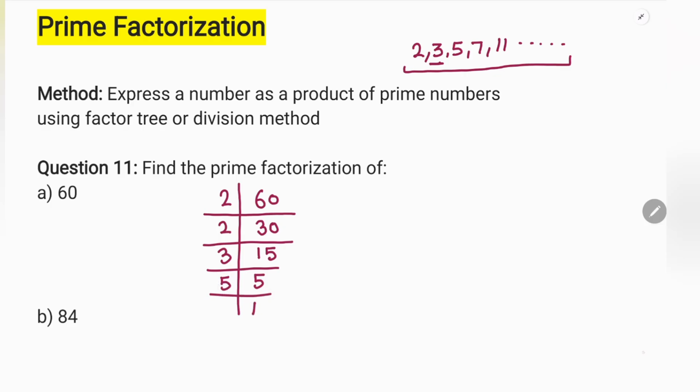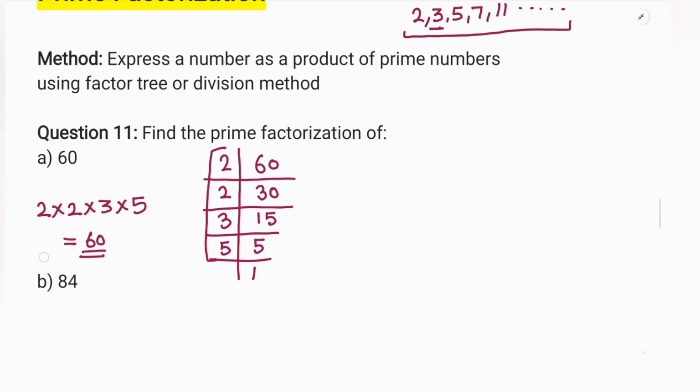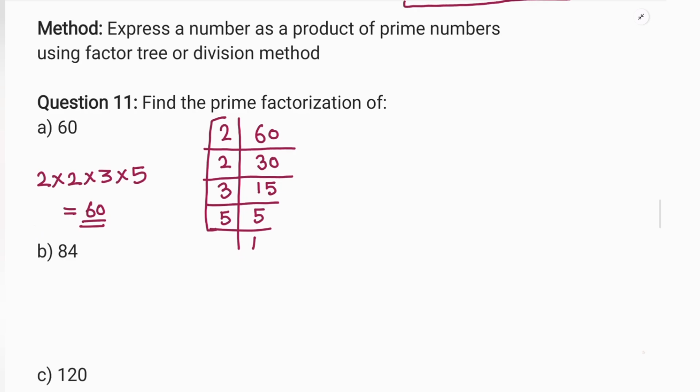So now what did we get? We got all these numbers which we got here. We will write here as a product, 2 times 2 times 3 times 5. And when you multiply them, 2 times 2 is 4, 4 times 3 is 12, 12 times 5 is 60. So this is called prime factorization of any number. When you write only prime factors, no matter how many times a prime factor is repeating, it doesn't matter at all. You just need to write the prime factors. Okay, and this was the division method.